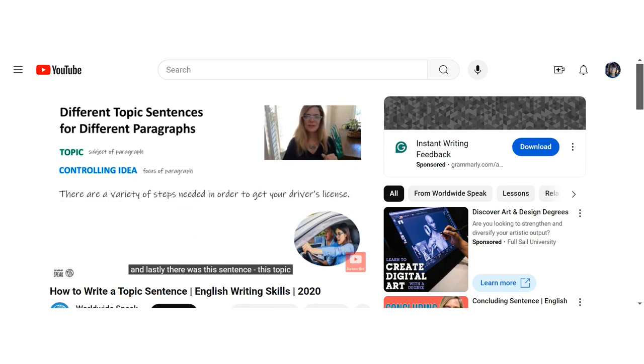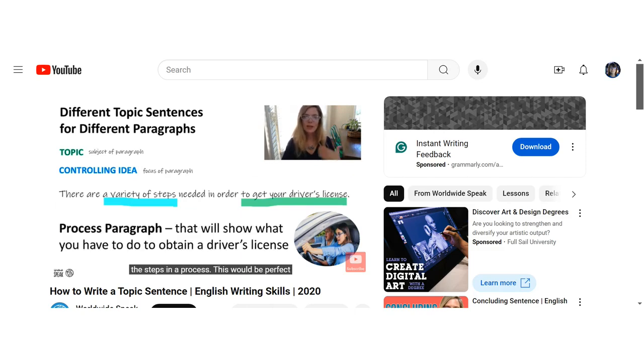And lastly, there was this topic sentence. There are a variety of steps needed in order to get your driver's license. Remember, the topic was getting your driver's license, and the steps was your controlling idea. Now, I'm thinking for this topic sentence, it's a very good one to show the steps in a process. This would be perfect for a process paragraph that showed all of the steps you needed to take in order to obtain or to get your driver's license.